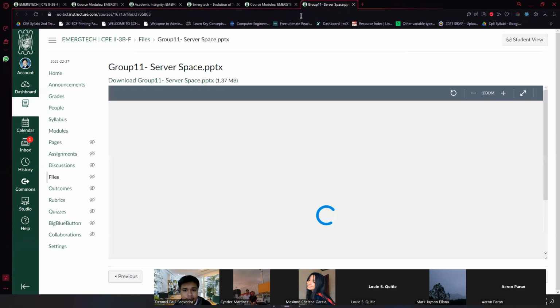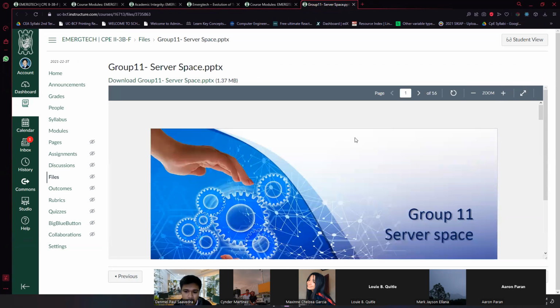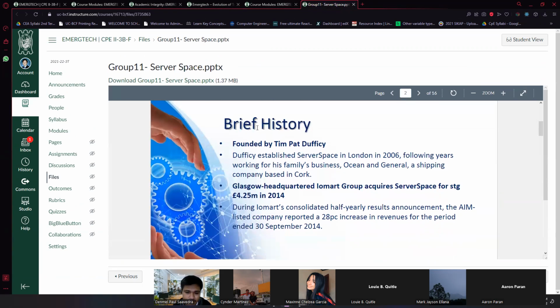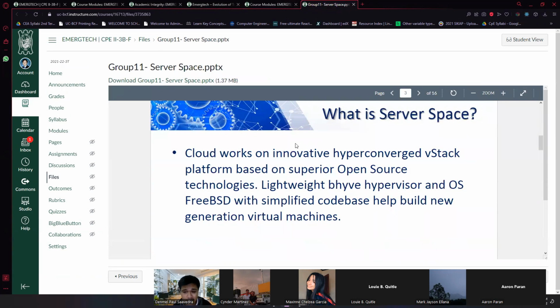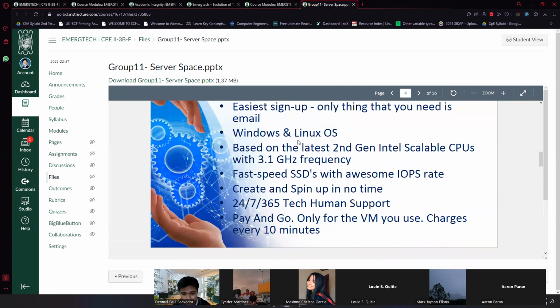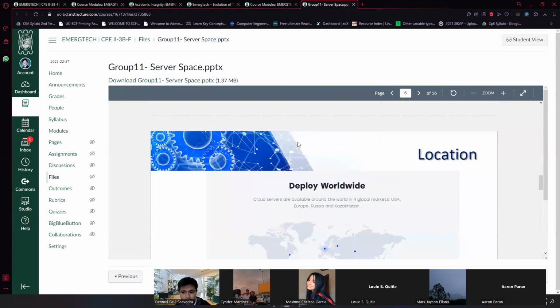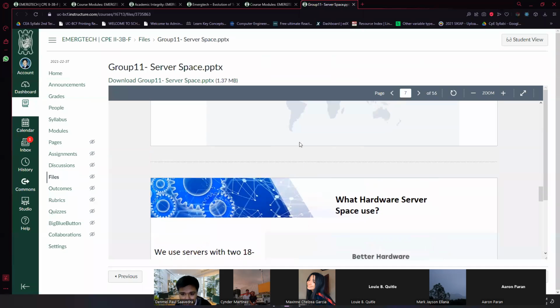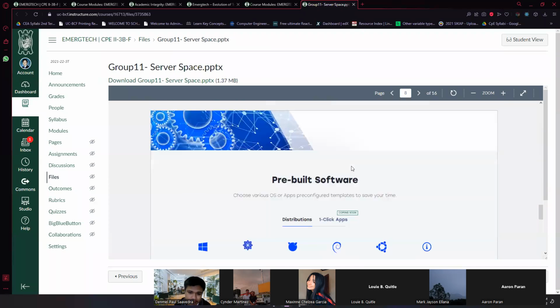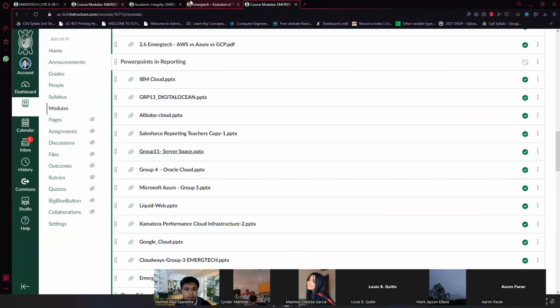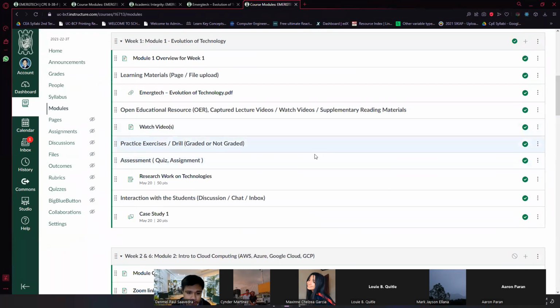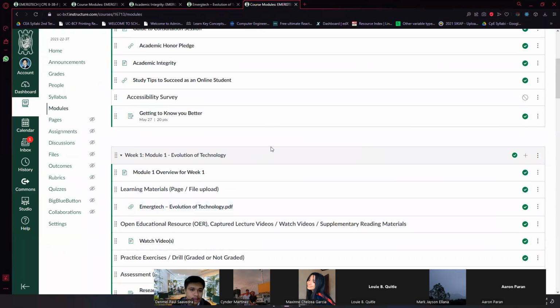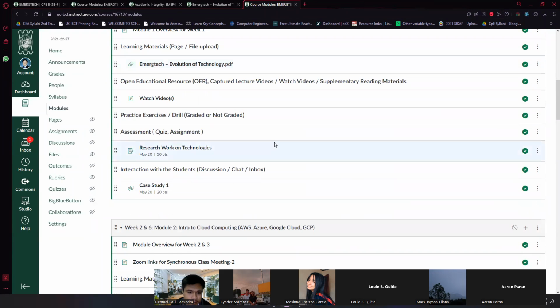So yeah, I don't know why it is taking so long to load. So yeah, you will see here the brief history, just the essentials, and then what Serverspace is, what the features are, where it is being used, how many servers they have, and so on and so forth. Okay, so you guys will be able to see this one next week. So for now, just focus on doing the research work and the case study number 1. All right. So any question or clarification so far?